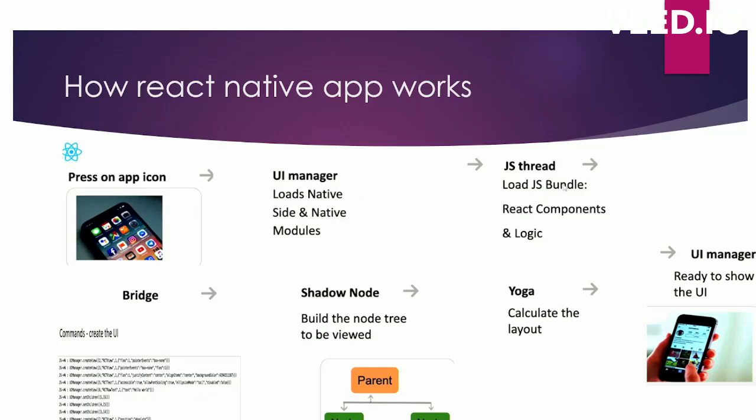Now it will call the JS thread. "Hey boss, I've done all the uploading of the native modules. Now you can start uploading the JS bundle." Okay, now JS bundle is loaded. Okay, so all the React components or your logic, all the views is loaded by the JS thread. So UI thread calls the JS thread to load the JS bundle.